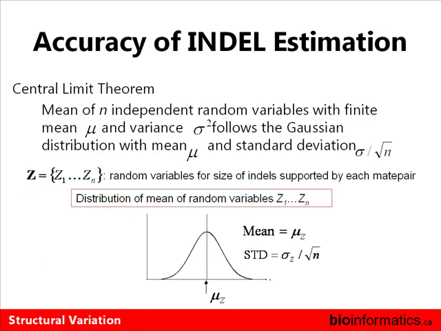And this is exactly what we have. We have different random variables, the sizes of indels supported by each mate pair. And the mean of all of these is going to be an element which is randomly drawn from a Gaussian distribution with this mean and this standard deviation. So if there is some underlying indel size, we're going to get a sample from a distribution which is around it. We won't get the indel size precisely, but we'll get a very good estimate. Does this make sense? At least some of you, hopefully.